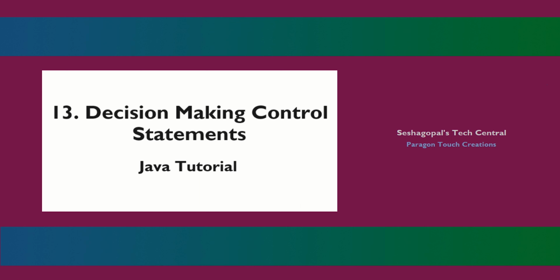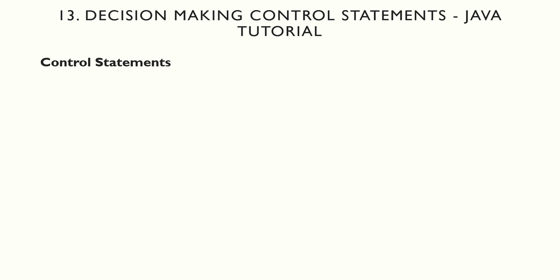Hello everyone. Today we are going to look at control statements in Java, the decision making statements. Control statements. The Java compiler executes the code from top to bottom, meaning the statements in the code are executed in the order in which they appear.